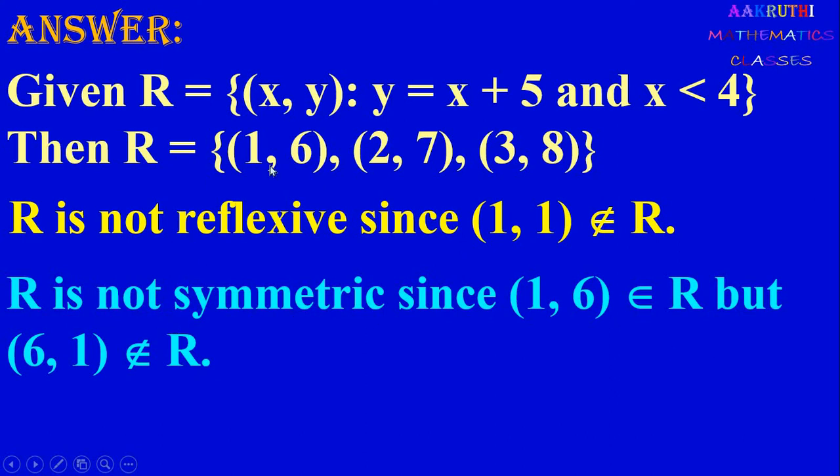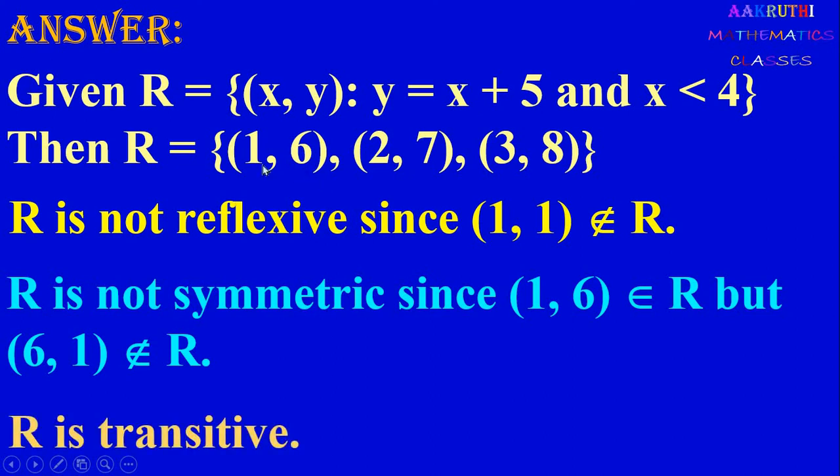Now here we consider the transitive relation. It is (1, 6). There is no other ordered pair starting from 6. Now here we have (2, 7). There is no other ordered pair starting from 7. And here we have (3, 8). There is no other ordered pair starting from 8. Now here we have (a, b) but the (b, c) ordered pair does not belong to this relation. So therefore this relation is transitive, since (a, b) is there but (b, c) is not there in this relation.